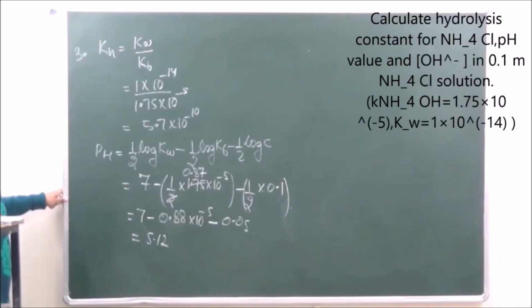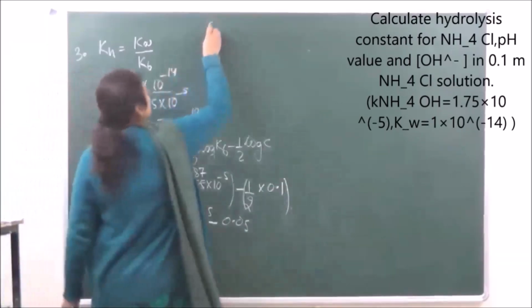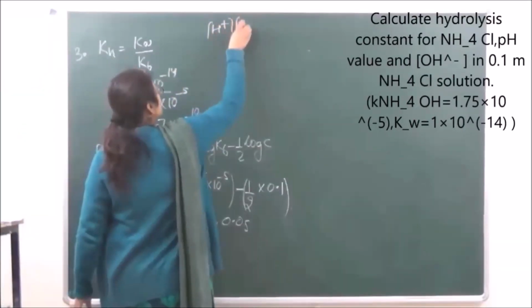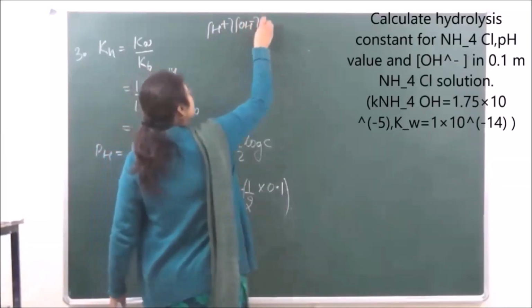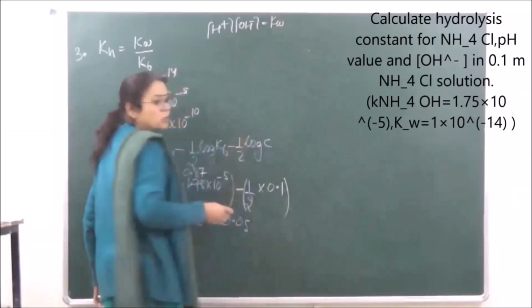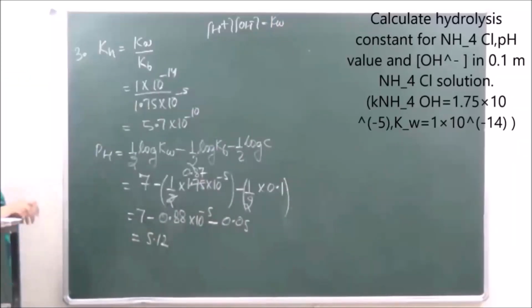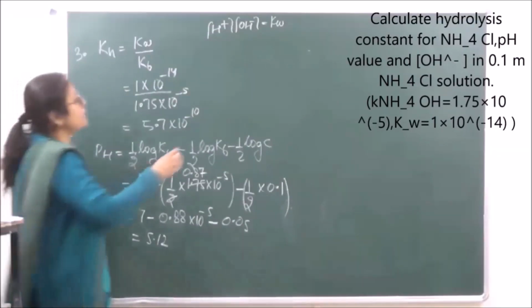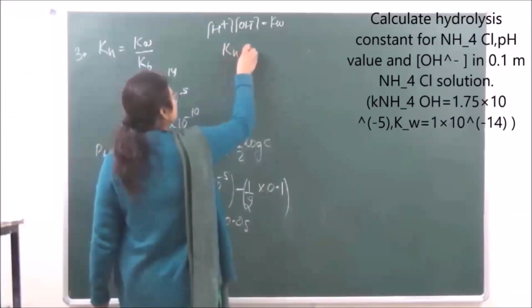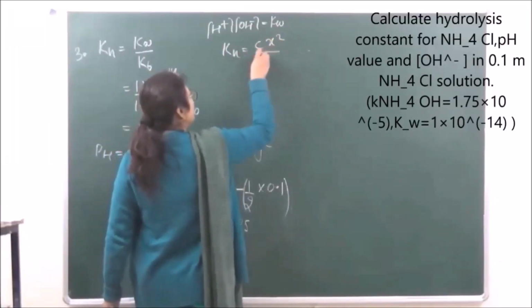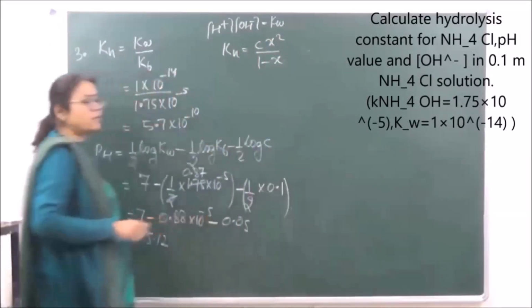Now over here we need to calculate the concentration of OH negative. How will you calculate that? You know that concentration of H positive into concentration of OH negative is equal to Kw. Okay, so here you have to calculate the concentration of H positive in any case. So how will you calculate that? You know that KH is equal to Cx square upon 1 minus x. This is the formula which we use.